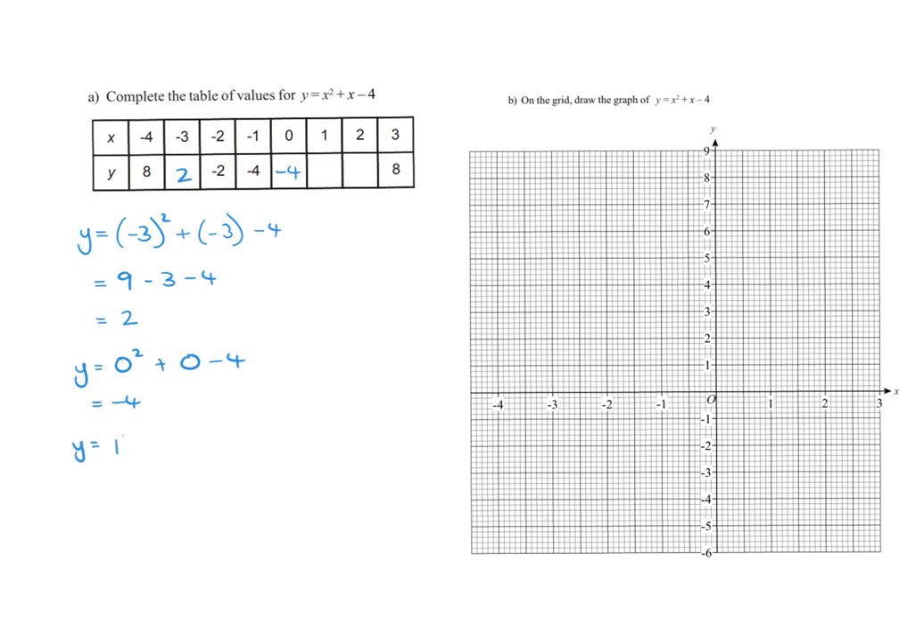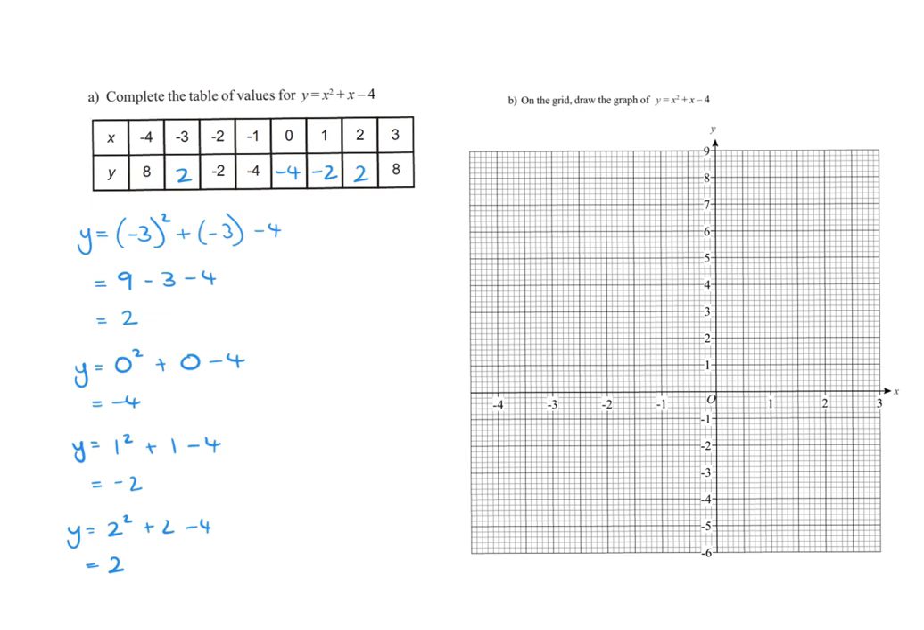Then I'm going to substitute when x is equal to 1. So I'm going to get 1 squared plus 1 minus 4, and this is going to equal -2. And then lastly, I'm going to do when x is equal to 2, and that is going to give me a value of 2. So there's my completed table.